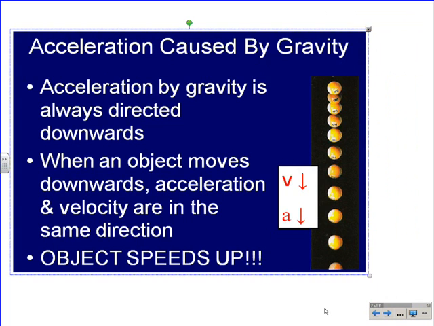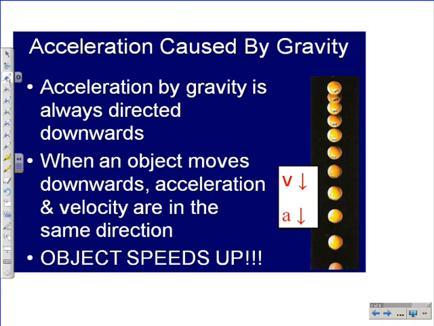To summarize, acceleration caused by gravity is always directed downwards, or like we said before, acceleration caused by gravity is always directed towards Earth, which in this case is downwards. When an object moves downwards, the acceleration and the velocity are in the same direction. Doesn't matter if we call it positive or if we call it negative, they're still in the same direction. And that means we'll have velocity and acceleration with the same sign. That results in an object speeding up.